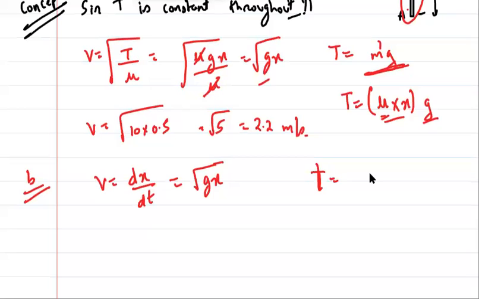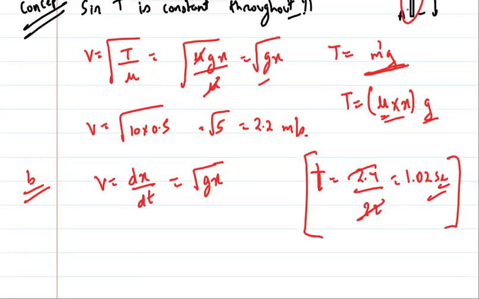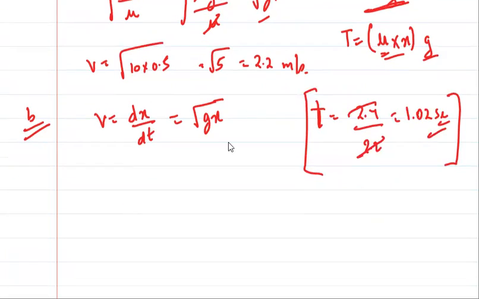Someone might say, sir, time is equal to distance, which is 2.4, divided by velocity, which is 2.2. Sir, it is 1 point something, right? 1.02 something. It may be that your answer comes out right, it may, but this is basically a coincidence, because velocity will keep on changing with respect to distance. So let's see. I can say dx by root gx is equal to dt.